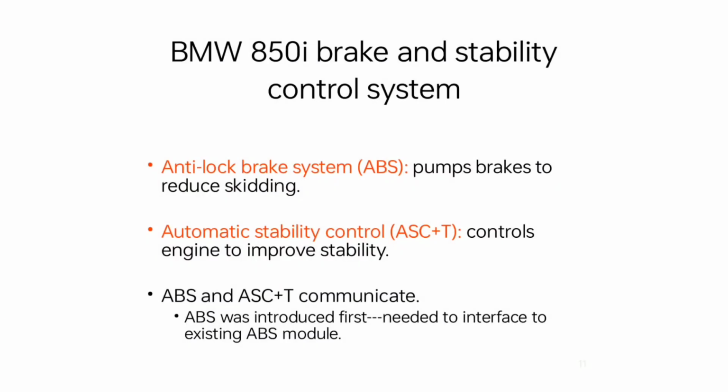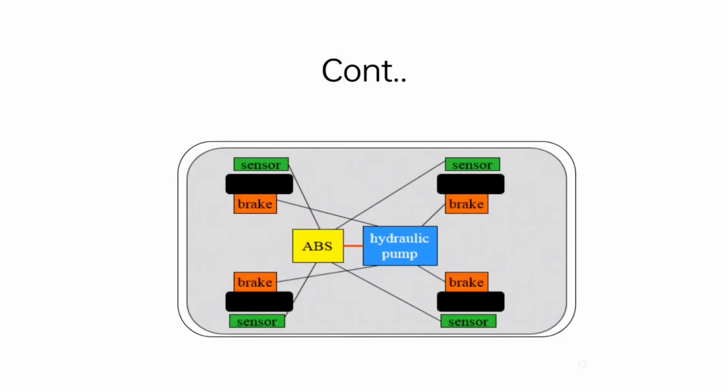So this is a BMW 850i brake and stability control system. Of course, it is also based on an embedded system. It has sensors, brakes, and a hydraulic pump. It's shown in the figure.